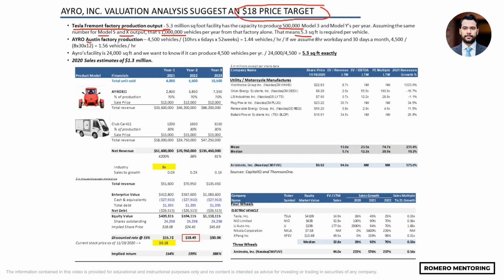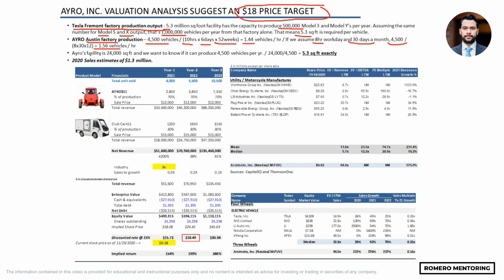Now let's do this for Ayro. They're saying that they're going to be producing about 20,000. So we're going to assume that in the first year of operation, can they deliver 4,500? That's 10 hours a day times 6 days per week times 52, which equals 1.4 vehicles an hour. And if we assume 8-hour work days, 30 days a month, 4,500 divided by that gives you 1.5 vehicles. This is just us trying to get a rough estimate of how many vehicles they're producing on an hourly basis.